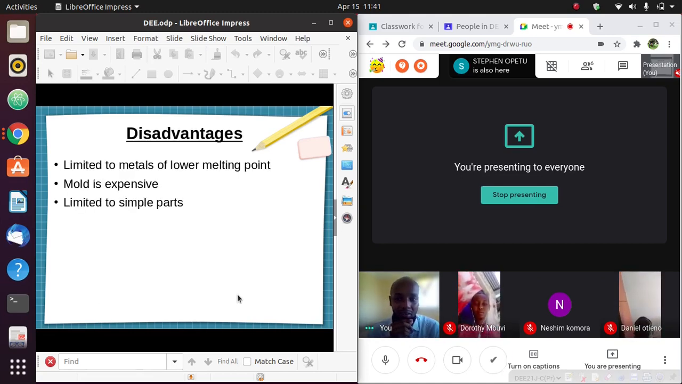Now, disadvantages. The major disadvantage is that we cannot cast a metal that is of a higher melting point than the mold itself. For example, if my mold is made of steel and the melting point of steel is let's say 1000 degrees Celsius, I cannot go and take a metal whose melting point is 3000 degrees Celsius and then pour it into a mold of steel whose melting point is let's say 1000. Once I do that, my mold will melt or be destroyed. So it is limited to metals that have a lower melting point than the mold.